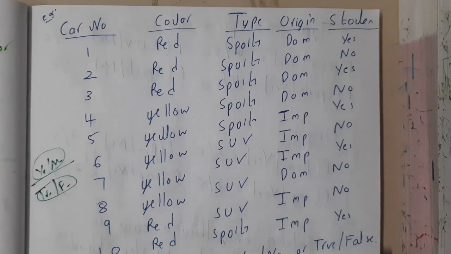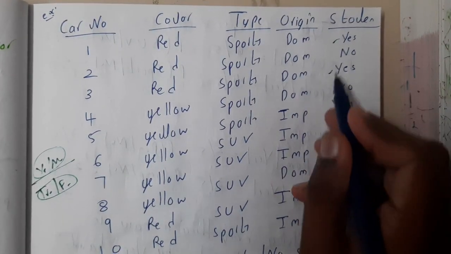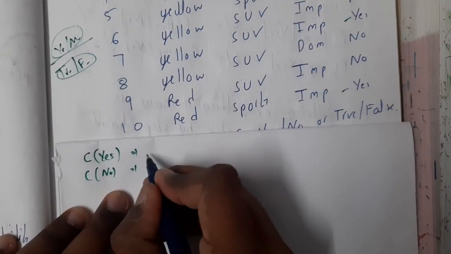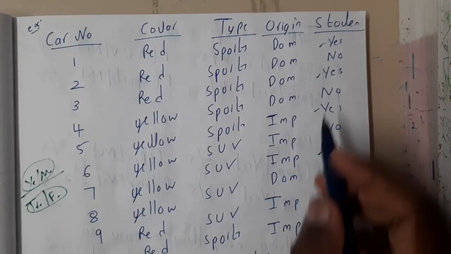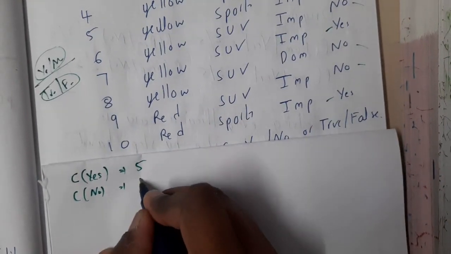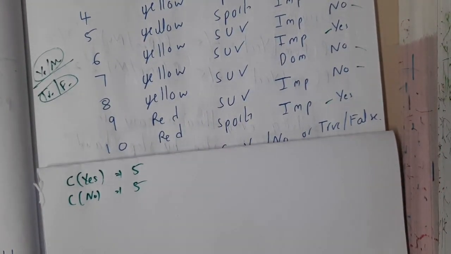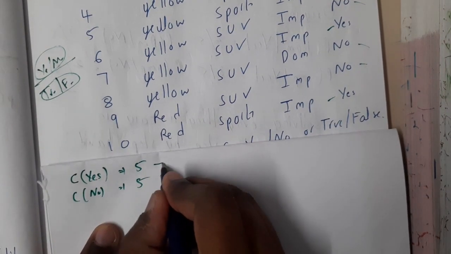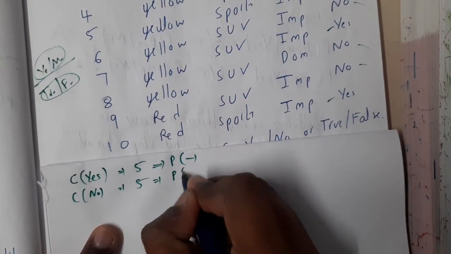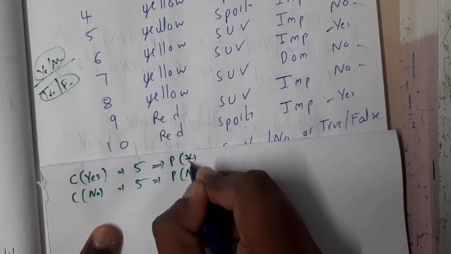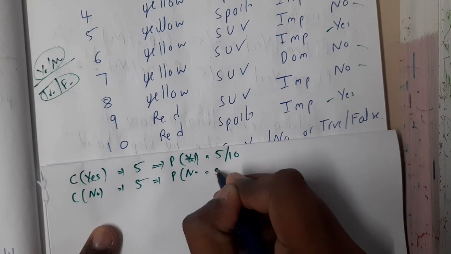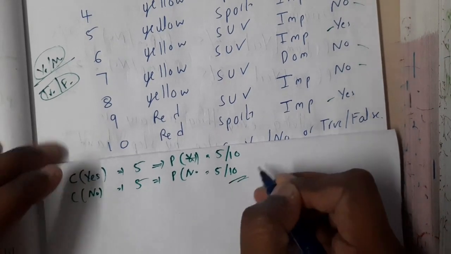So how many yeses are there? 1, 2, 3, 4, 5. So count of yes is 5, count of no is also 1, 2, 3, 4, 5. Exactly both the counts are 5. Now let us calculate the probability. I hope everyone knows the probability concept. This is for no and this is for yes: the number of occurrences divided by the total number of occurrences. That is nothing but the probability.